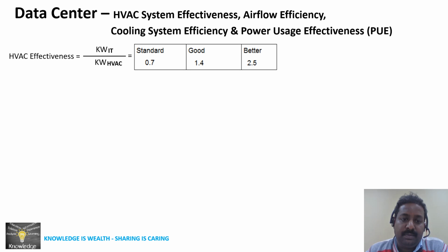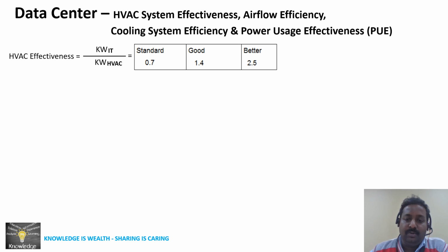Your HVAC system. If the ratio of IT kilowatt by HVAC kilowatt comes to 0.7, then your system is working at a standard level. If it comes to 1.4, it is in good condition. And if the ratio comes to 2.5, then your HVAC system is working most optimally, and thereby saving energy. There's no case study in this video, but I have tabulated it for your ready reference.